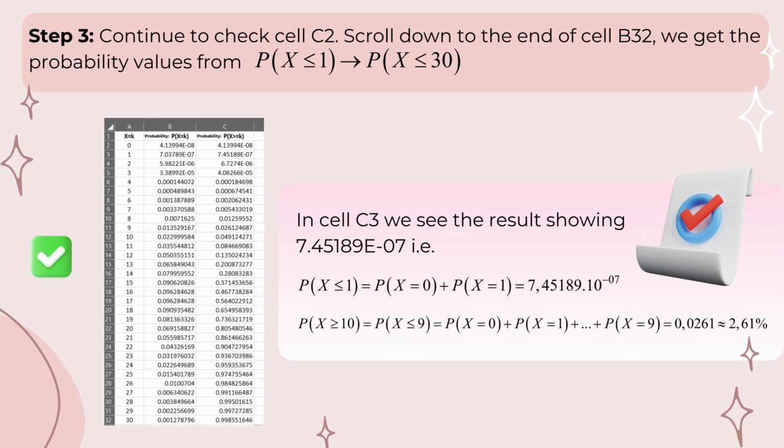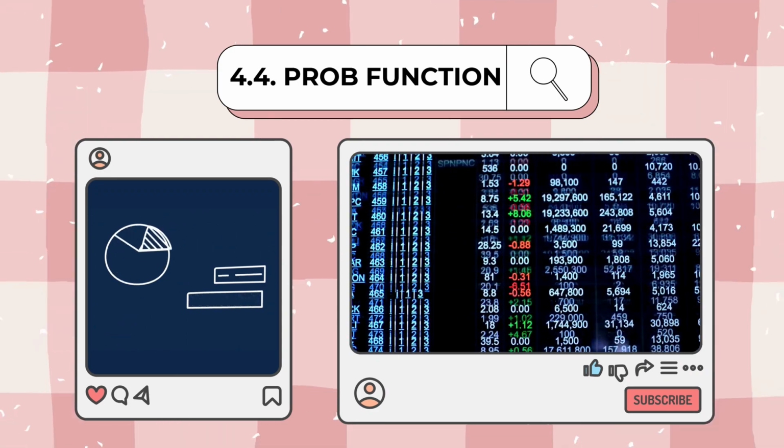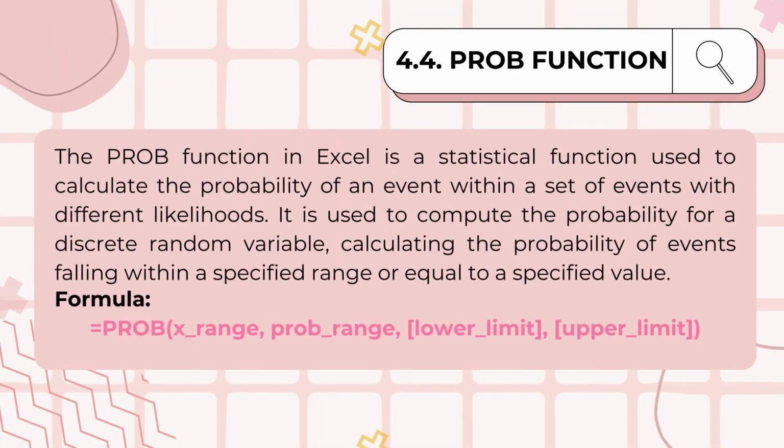45,189 E07, that is to calculate the probability that there are at least 10 guests in an hour, that is, no more than 9 guests in an hour. Now we come to the final probability function in today's video, which is the Prob function. The Prob function in Excel is a statistical function used to calculate the probability of an event within a set of events with different likelihoods. It is used to compute the probability for a discrete random variable, calculating the probability of events falling within a specified range or equal to a specified value.